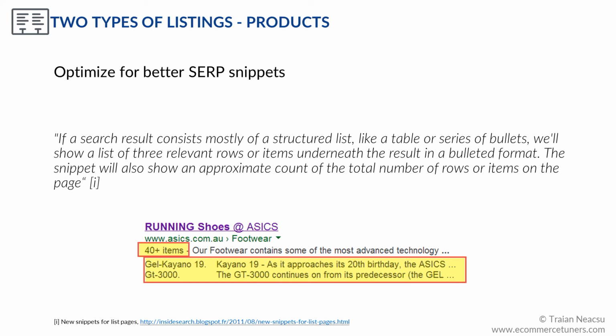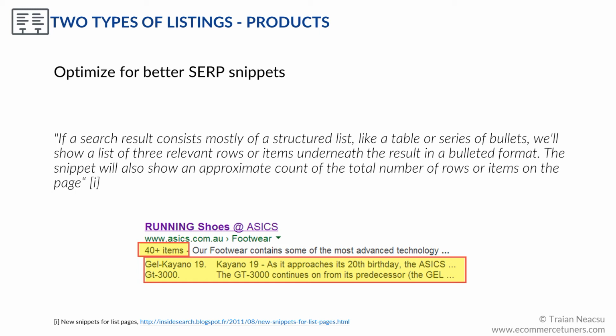Optimize for better SERP snippets. Product listing pages can get rich snippets in Google search result pages. Sometimes Google displays only the number of items in the listing, other times it displays a few item names as well. While many e-commerce websites are interested in knowing how to get these snippets, Google's official recommendations do not go into much detail. And here is a quote from Google.